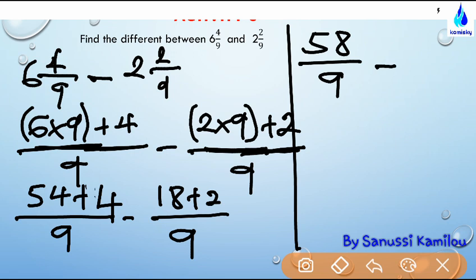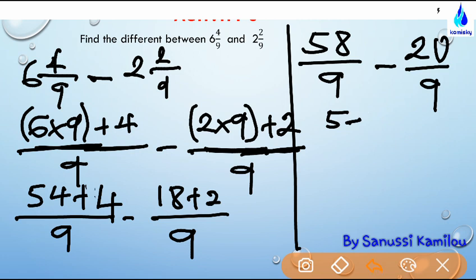Minus 18 plus 2. If you do 8 plus 2, what do you get? 10. There. What will be the answer? 20. Because 10 plus 10 will be 20. 20 over 9. They are all improper fractions, but they are having what? Same denominators. What do we do? We subtract the top.